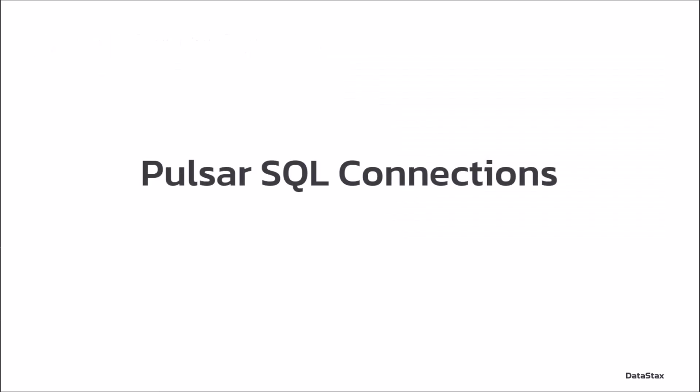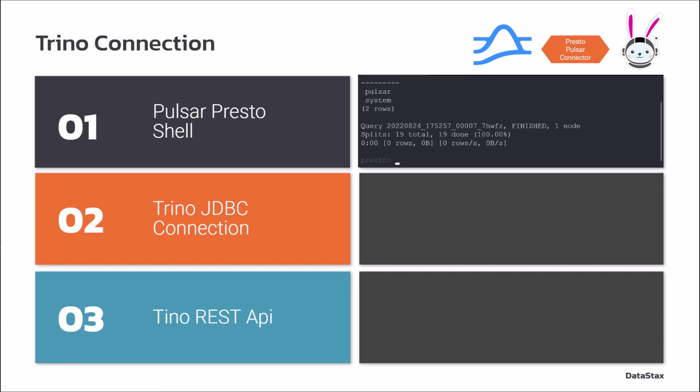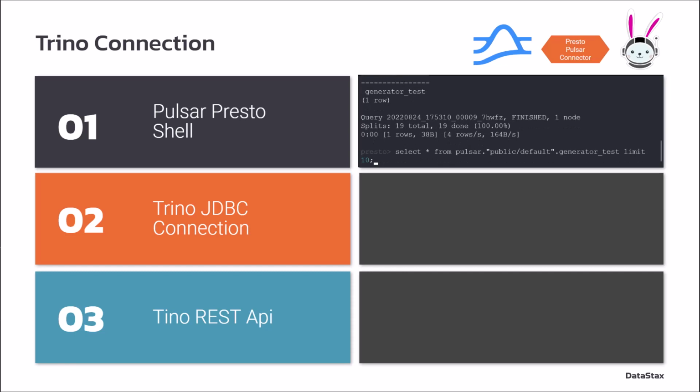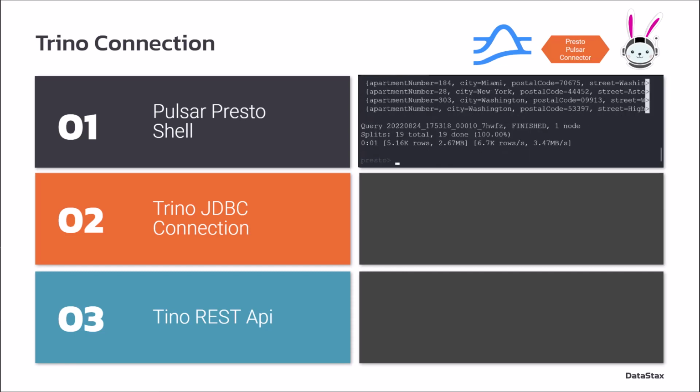So in terms of connections, we've got three main choices here. The first is the Presto shell. That is baked into Pulsar. You go to bin pulsar and you give it the sql command, and it will bring up the Presto shell. And then you can do select star from my topic and all kinds of fun things there. In my opinion, that's more for development and all that.